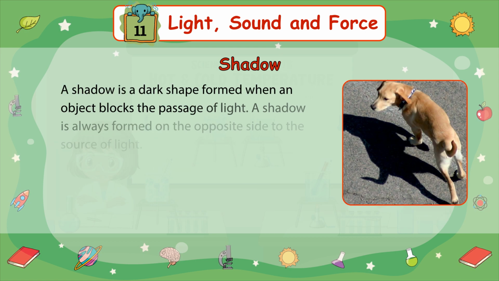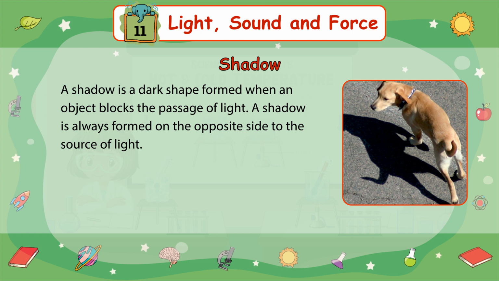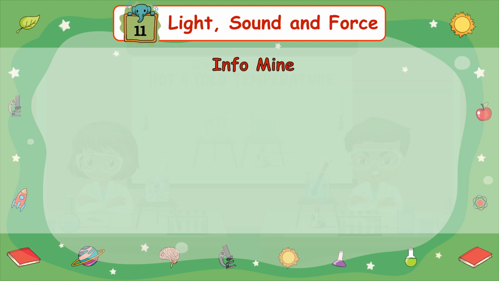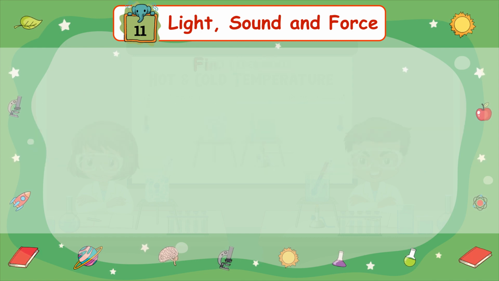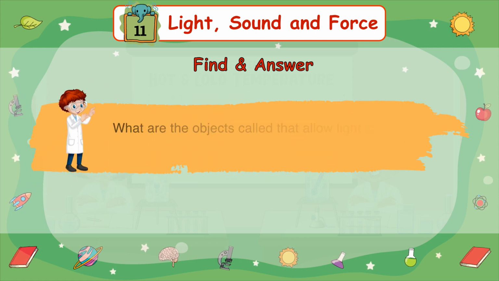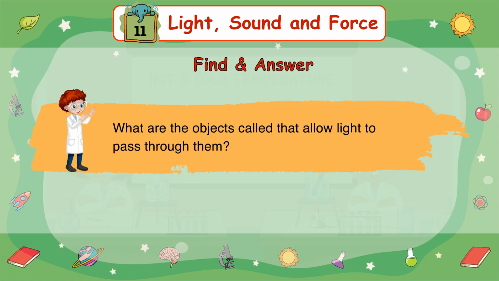Shadow. A shadow is a dark shape formed when an object blocks the passage of light. A shadow is always formed on the opposite side to the source of light. Infomine. Objects that do not allow light to pass through them are called opaque objects. Find and answer. What are the objects called that allow light to pass through them?